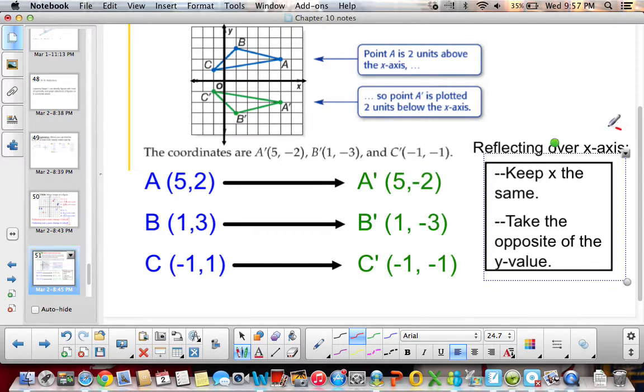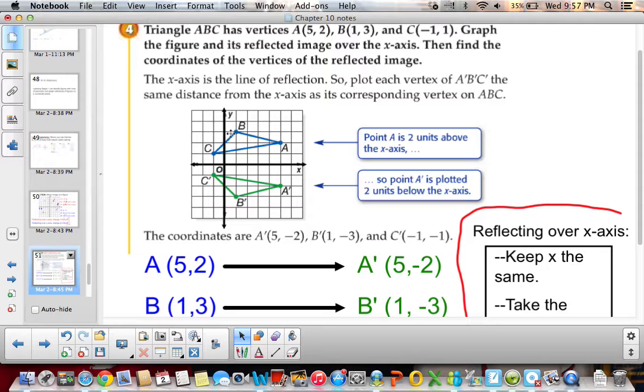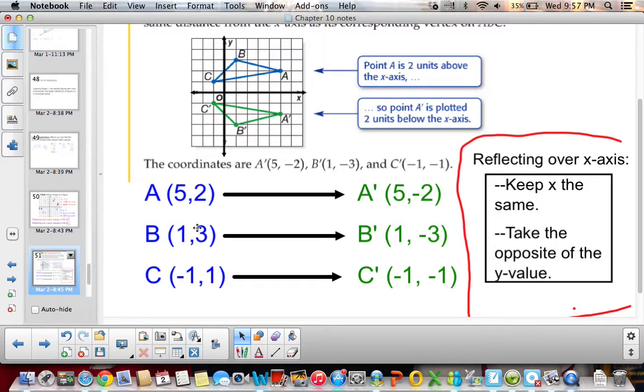So this right here is something that you want to write down for sure. When we reflect over the x-axis, we need to keep x the same and then take the opposite of the y value. So if it's positive, we make it negative. If it's negative, we make it positive. We need to do this for each point in our figure. Because we have a triangle, we have 3 points, so we need to do it 3 times. And then we label, remember there's that little apostrophe, which means A prime, B prime, C prime, so that's the reflection.